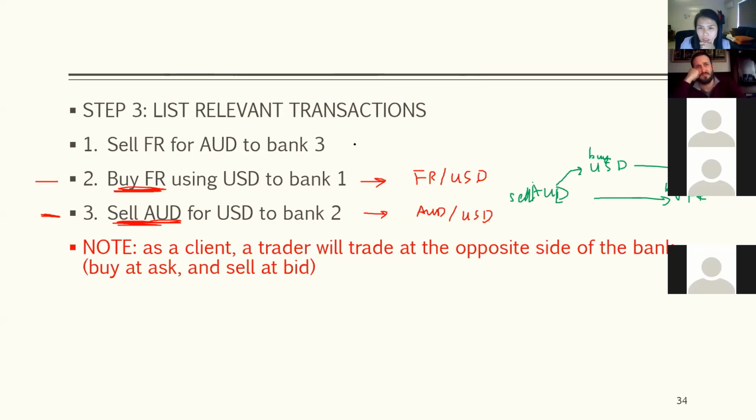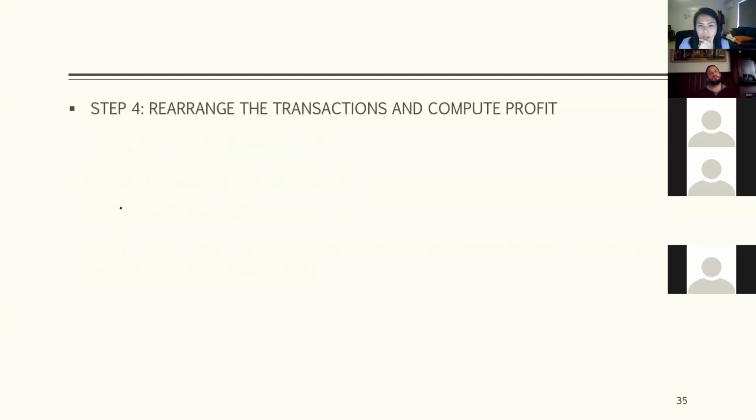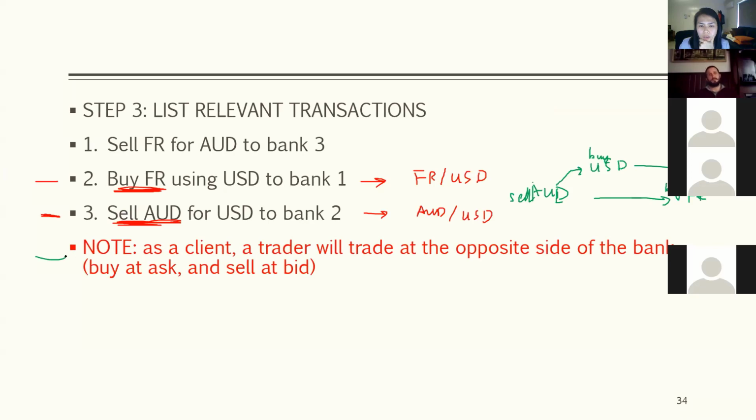Now, once we have identified the correct transactions, the next step is to apply the correct numbers into our calculation. One thing to note with the bid-ask spread is that you need to be careful about your buy price and your sell price. As a client, as a trader, you would always trade at the opposite side of the bank. So you buy at the ask and you sell at the bid.